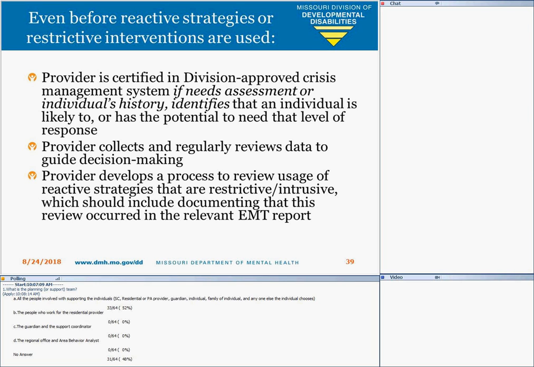Okay, so these rules also apply to self-directed support situations. Yes.